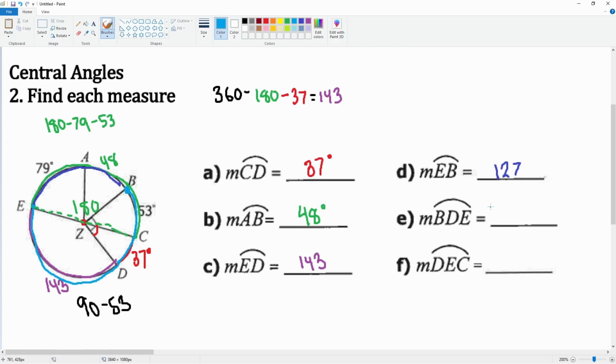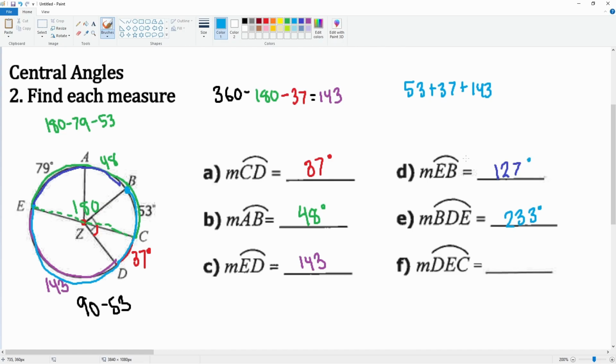Let's look for BDE: B, D, and E. That is made up of 53 plus 37 plus 143. It's made up of those three pieces. 53 plus 37 plus 143 gets me 233.